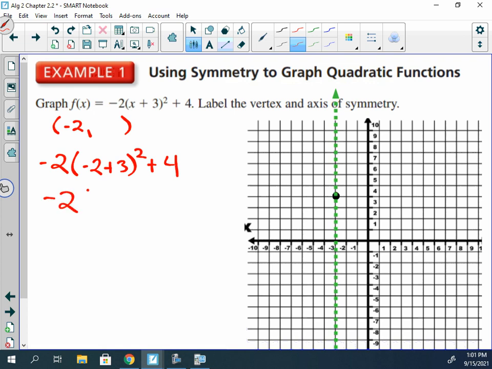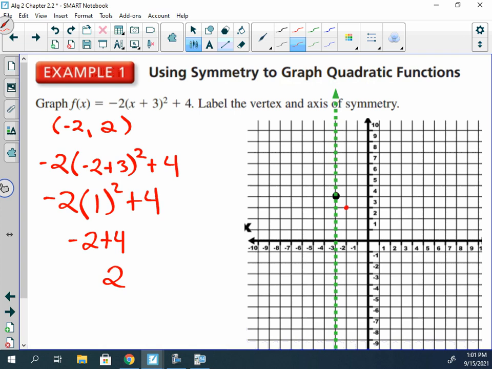Now, -2 plus 3 is 1. What is 1 squared? Well, 1 times 1 would just give me 1. 1 times -2 is just -2. And -2 plus 4 is 2. So if we were to graph this, one of the points we could use is -2, 2.